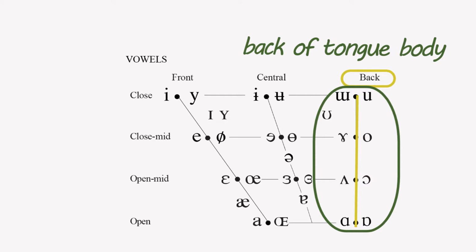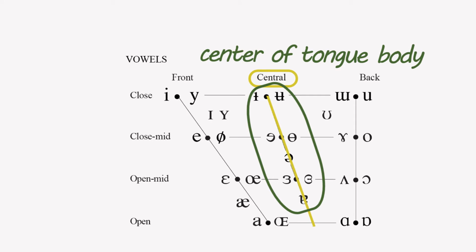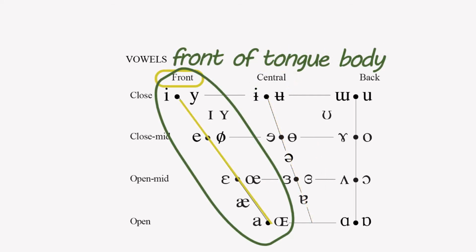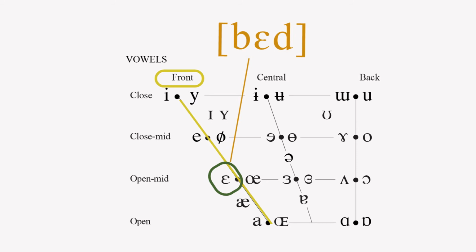So when you're producing the back vowels, usually the back of the tongue is raised. But when you're producing the front vowels, the front of the tongue is raised. In the neutral position, it's central. So I can give you some examples of these. To produce a front vowel, which is the English e, like this one. So for this one, the word bed.